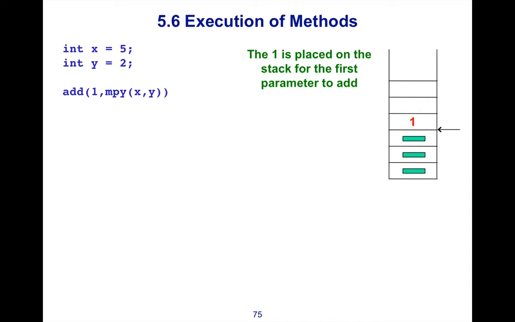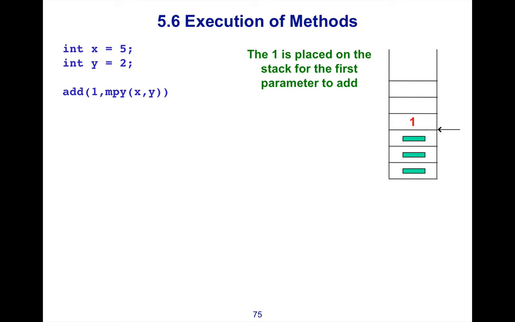So in order for this to work, the add method is going to try to begin executing first. Its first parameter is a 1. And so the 1 is going to be placed on the stack first. And here we see the 1 sitting on the stack. Anything below the stack is irrelevant at this point. There may have been other methods that executed prior to getting here. So we're just looking at the point where the 1 is placed and above on the stack.